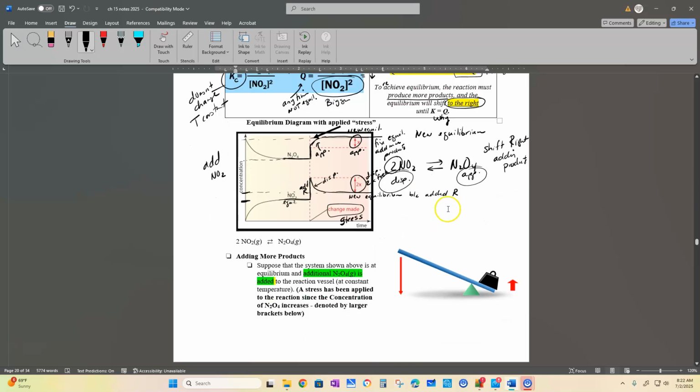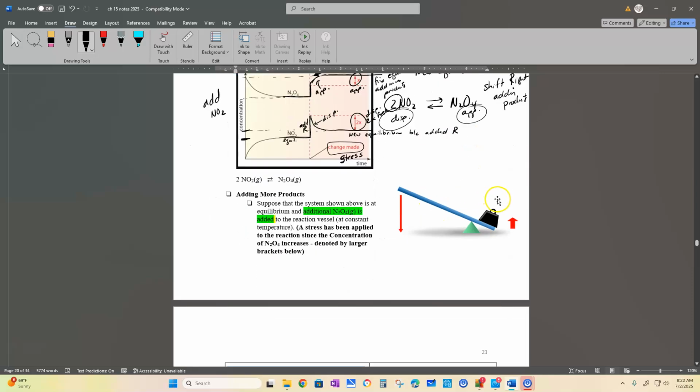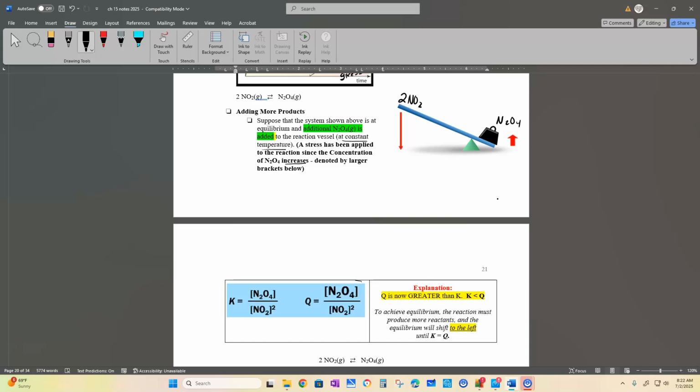Well, on the flip side, what happens if we add more products, okay? So if this is my reactant, my 2NO2, and this is my N2O4, I added products, still constant temperature, and I've applied a stress. So since the concentration of NO2 increases, notice the brackets in the K. My numerator now is bigger. So I was at equilibrium. I added products.